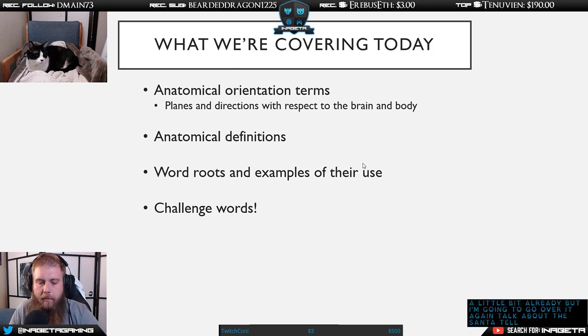Talking about those anatomical and orientation terms, the planes and directions we use to refer to different body parts and all that. Anatomical definitions, we're going to talk about those. Word roots and examples of their use, and then we've got some challenge words at the end.